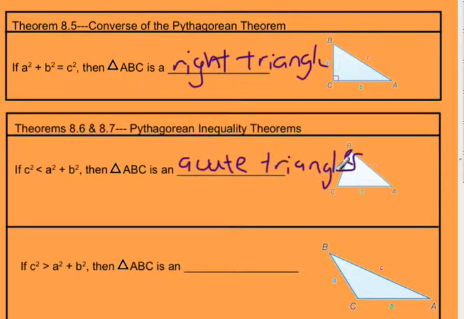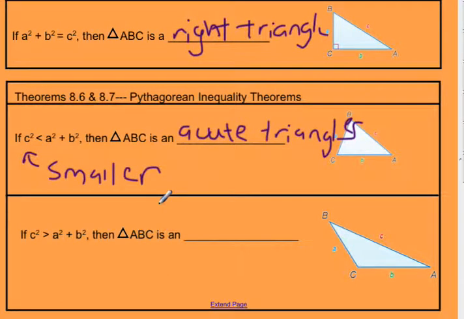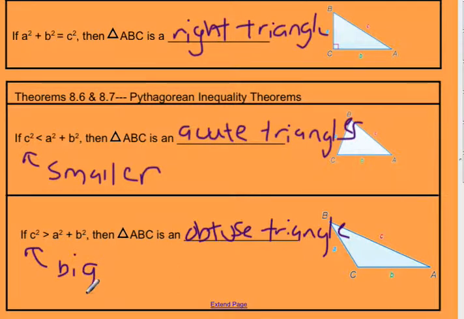So what does that mean exactly? When you have this, that means that your c squared is going to be really small. So your c squared is going to be smaller than your a squared plus b squared. So if your c is smaller, then it's an acute triangle. For this next one, if c squared is greater than a squared plus b squared, then it's going to be an obtuse triangle. And an obtuse triangle, remember, has only one obtuse angle. So that means that your c squared is going to be really big, bigger than your a squared plus your b squared.